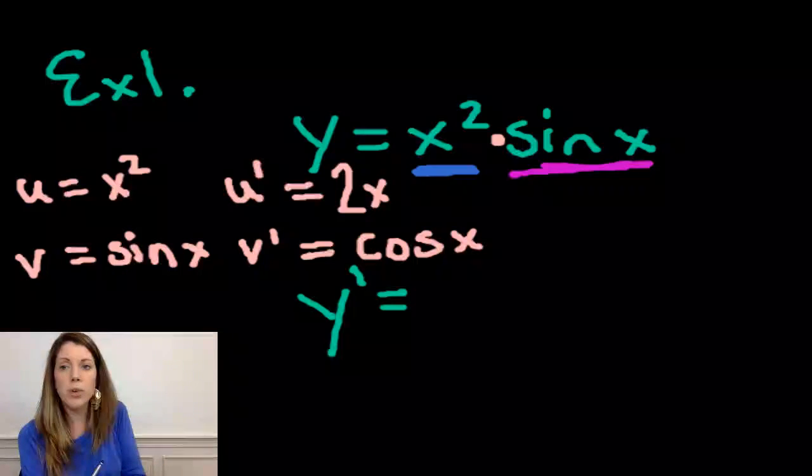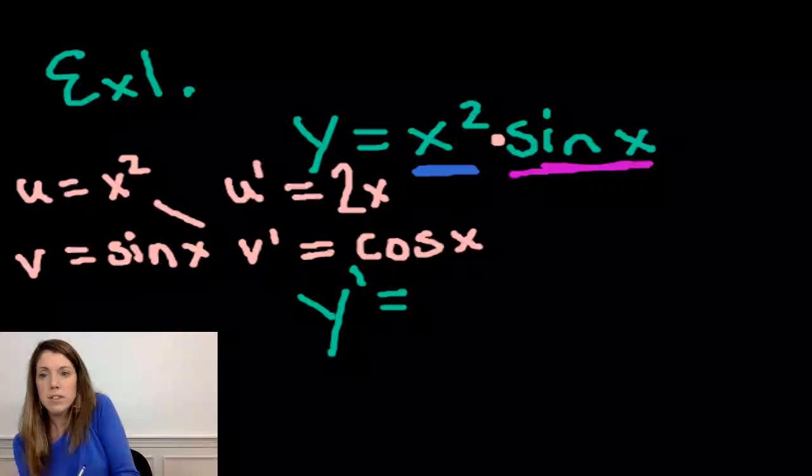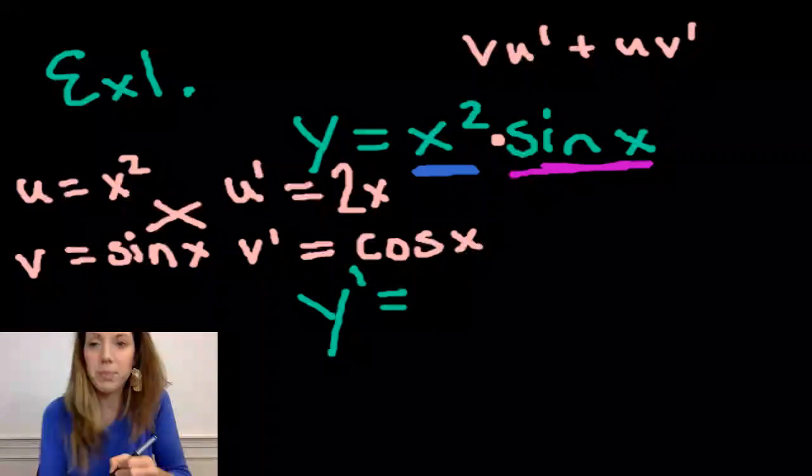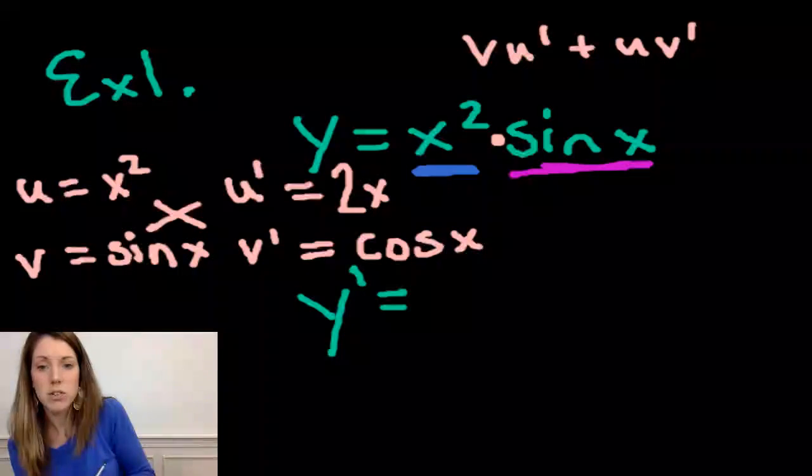And let's use our rule. U v prime plus v u prime. Or actually, sorry, I like the way that we did it in class better. We did v u prime plus u v prime. Gives you the same answer, but okay, let's write it down. I'm going to do it in a different color because I want to go back to green.